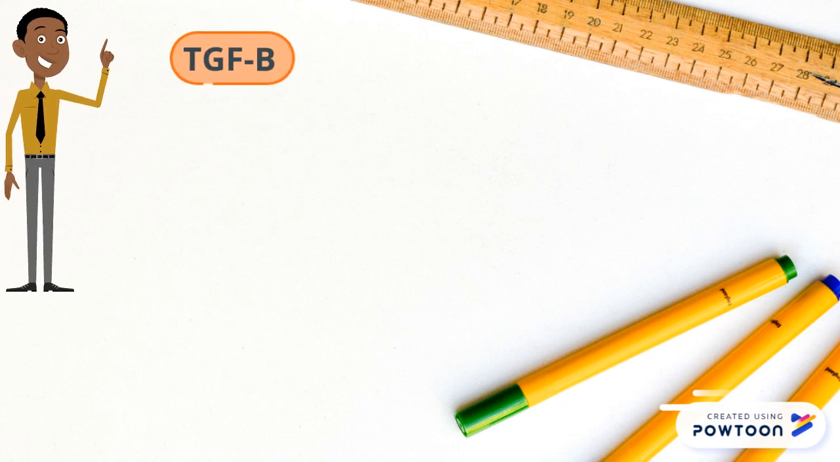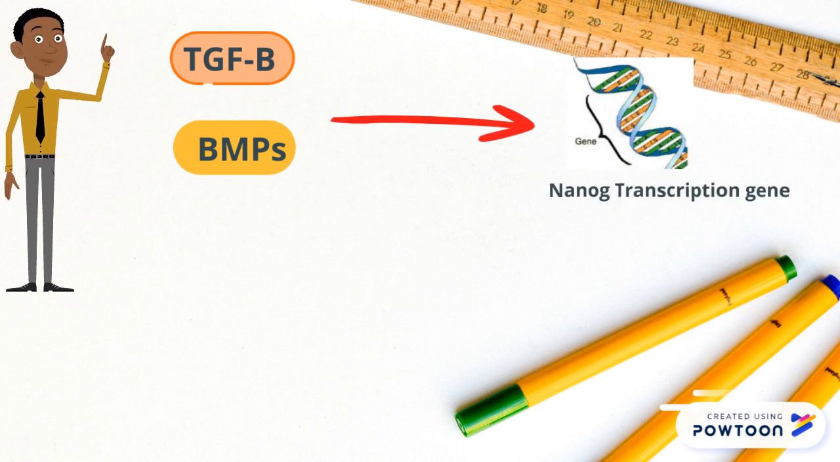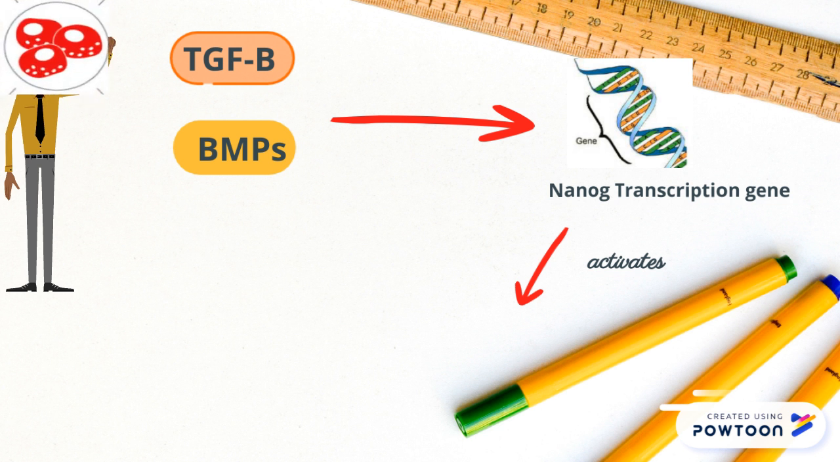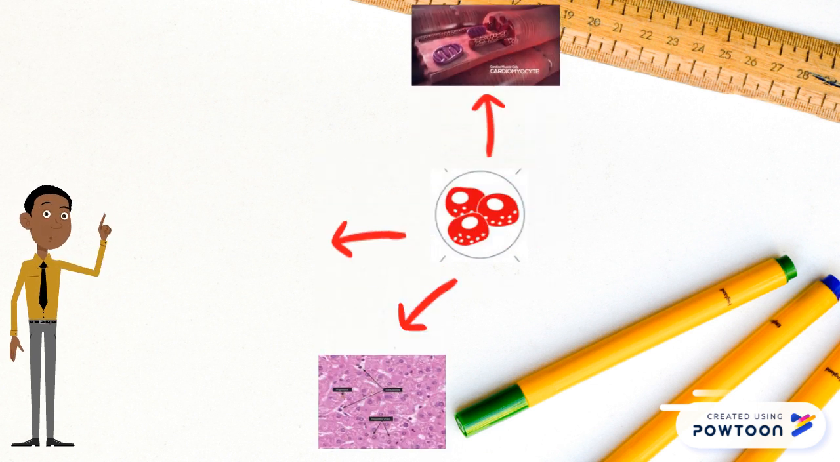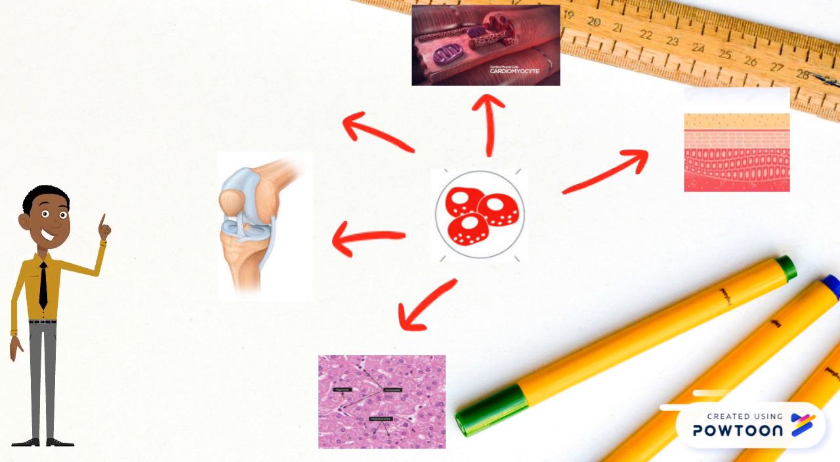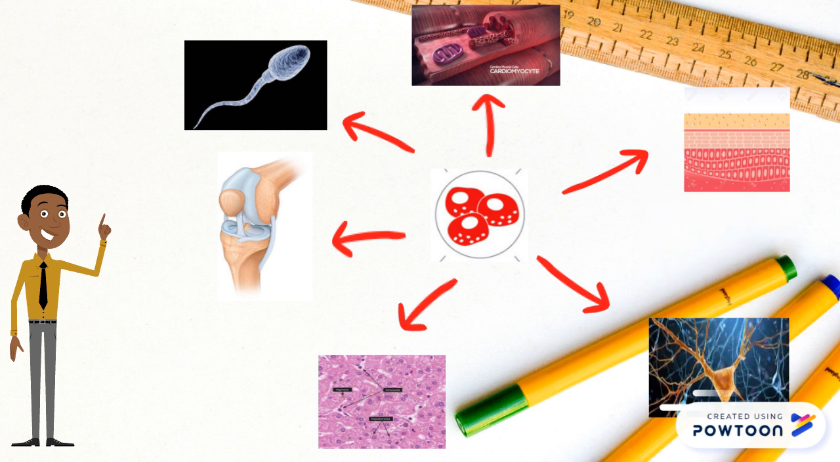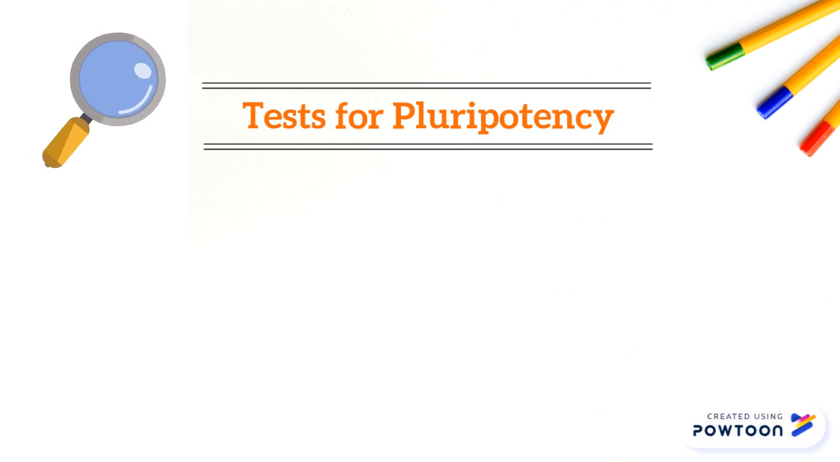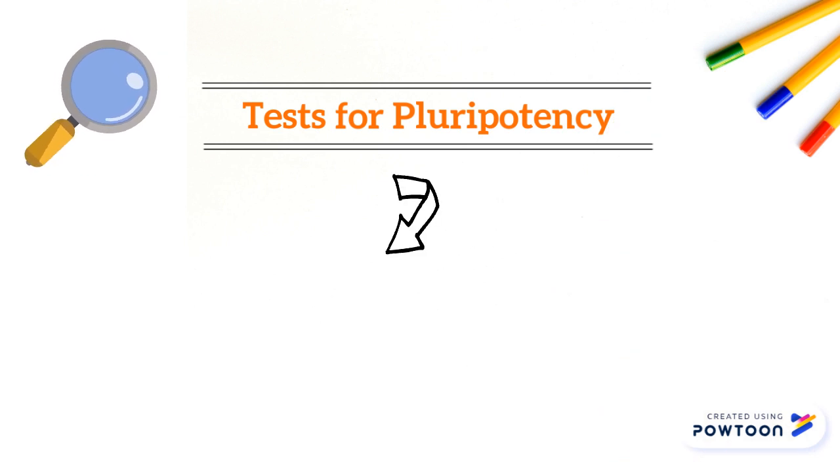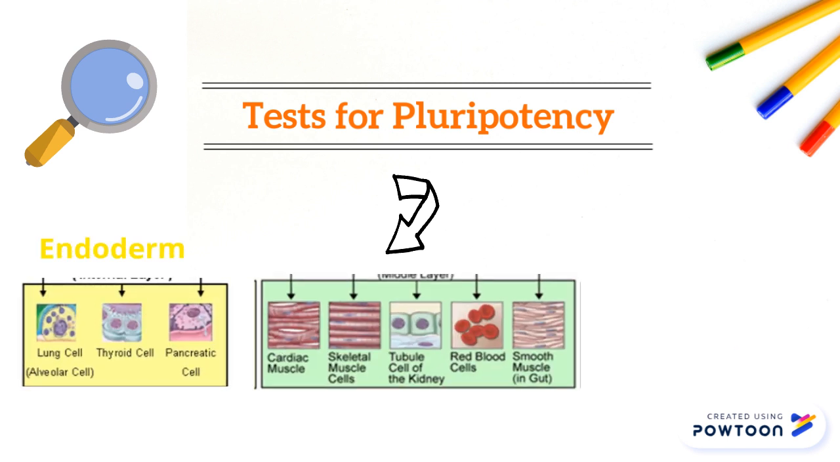Transforming growth factor beta and bone morphogenetic proteins act on nanog transcription gene to activate stem cell differentiation. Stem cells can differentiate into cardiomyocytes, liver cells, cartilage, osteocytes, skin cells, spermatozoa, and brain cells. Tests for pluripotency are used to determine whether stem cells are capable of forming the three germ layers: endoderm, mesoderm, and ectoderm.